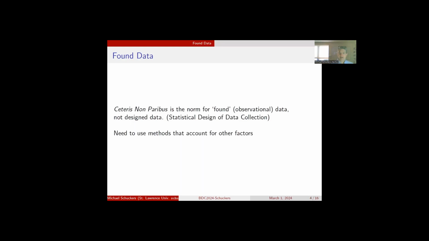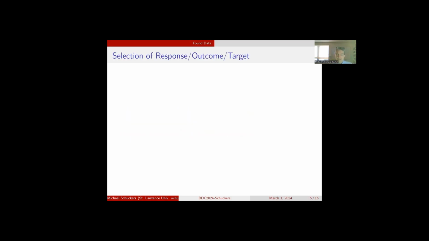So that's something we've got to be aware of. This is not designed data. And so we've got to account for some of these other factors, and things get to be multidimensional as we try to do that. I'm going to give you an example in a little bit, but I do want to talk about choosing your outcome. We've been talking about causes and outcomes here. Really, I have been talking about causes and outcomes here.